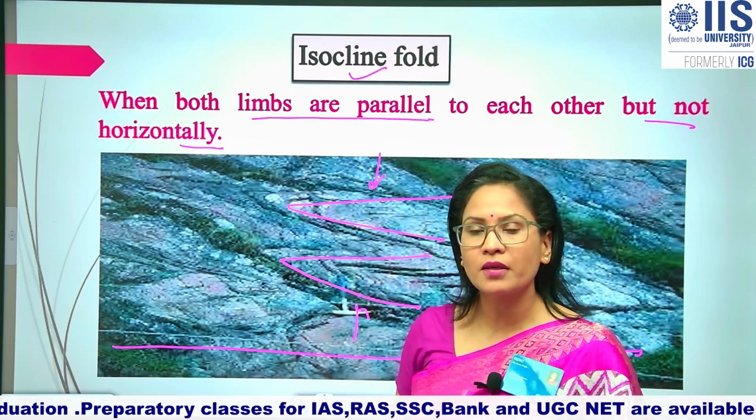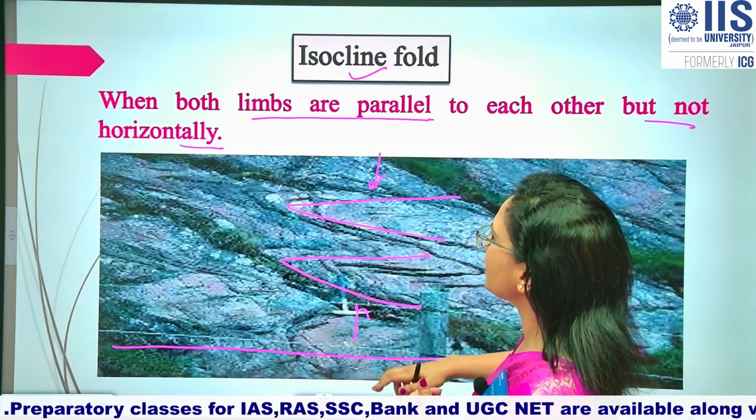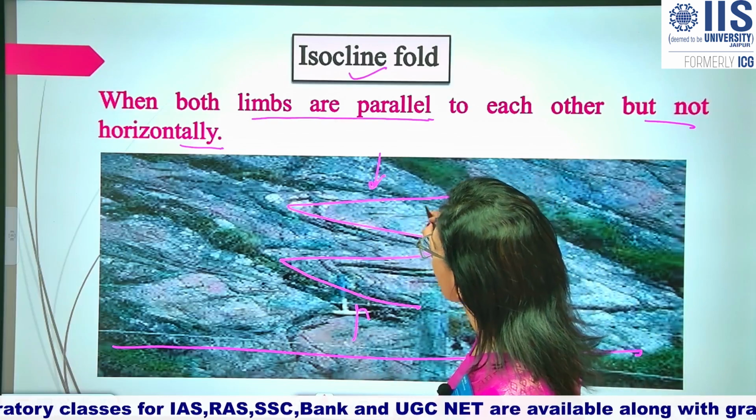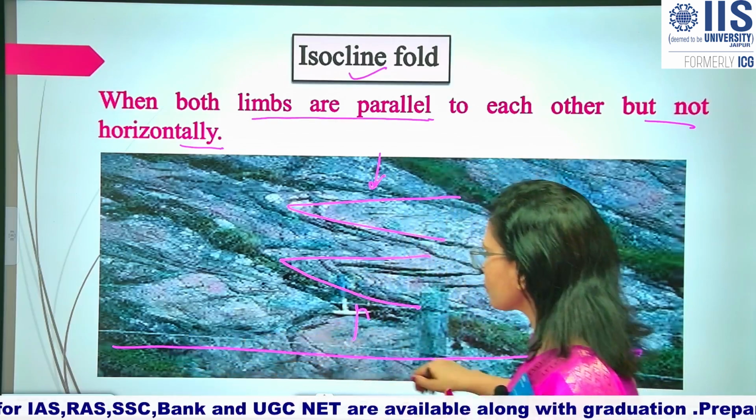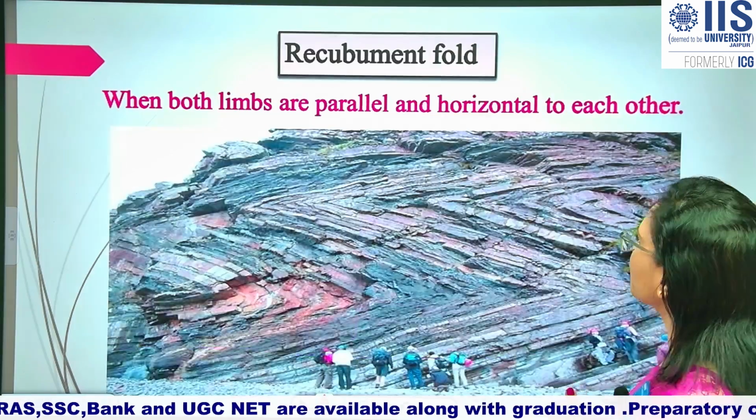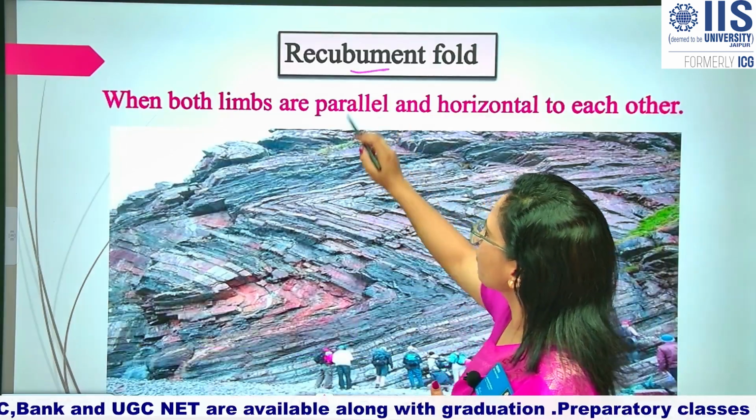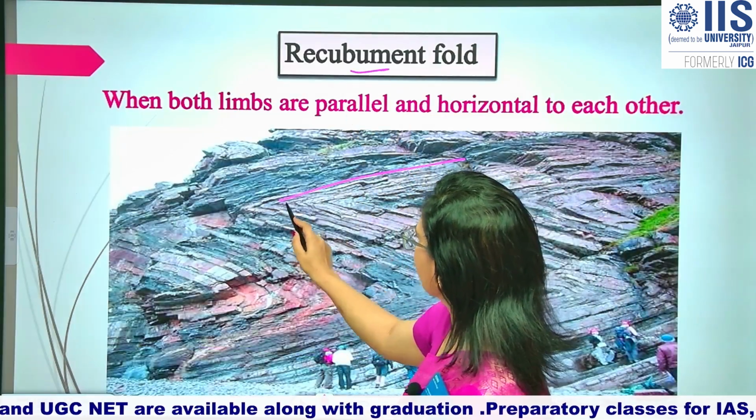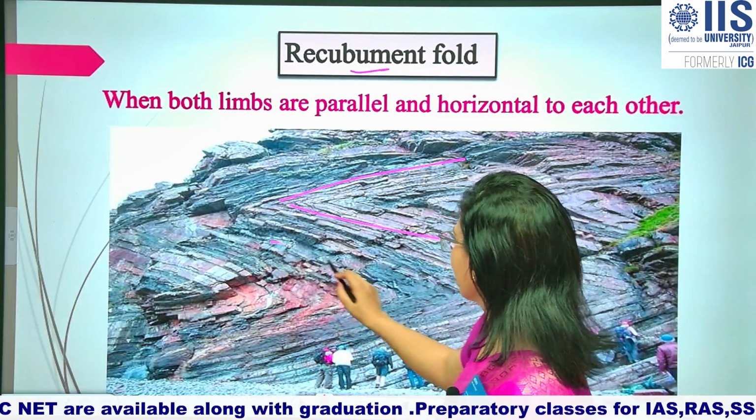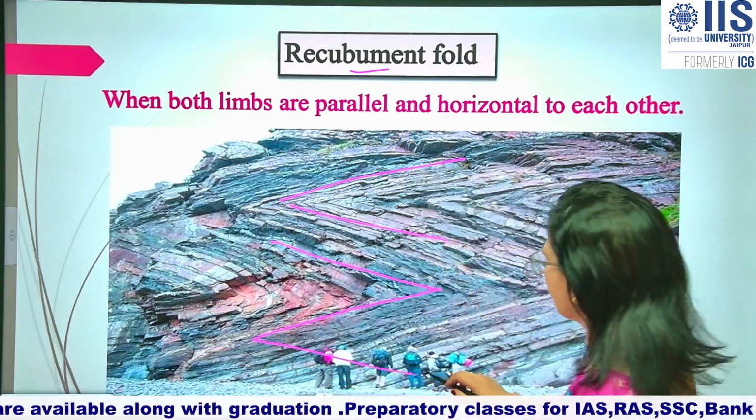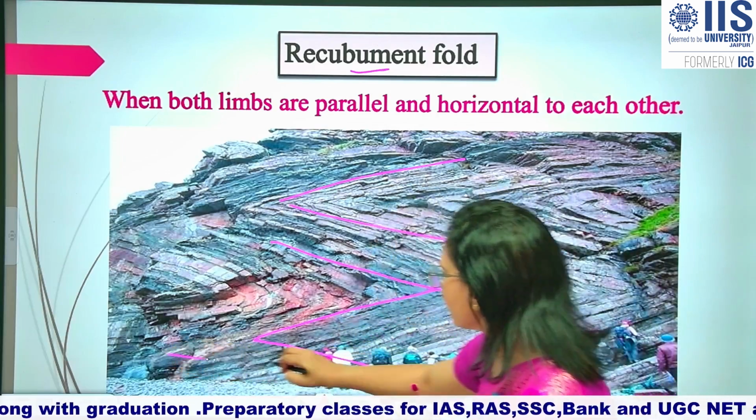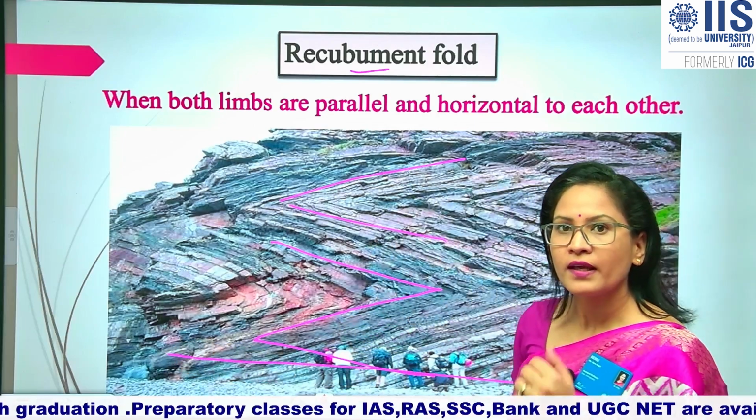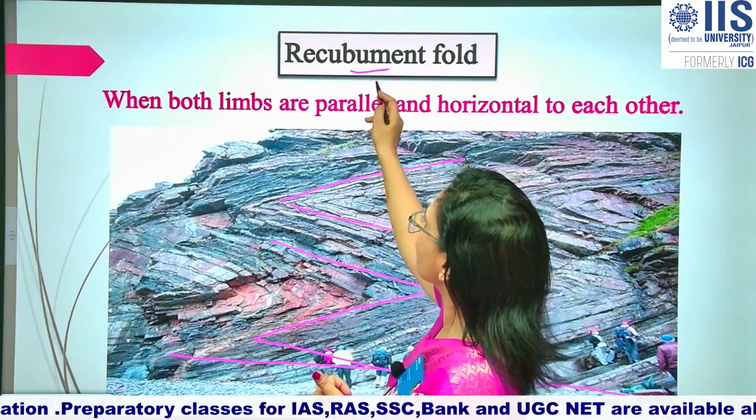But sometimes the force is applied in such a manner that both limbs are parallel and also parallel to the horizontal axis too. Then these types of folds will be known as recumbent folds. For example, this, right? One, this way. So both are parallel as well as parallel to the horizontal axis too. Then this kind of fold is known as a recumbent fold.